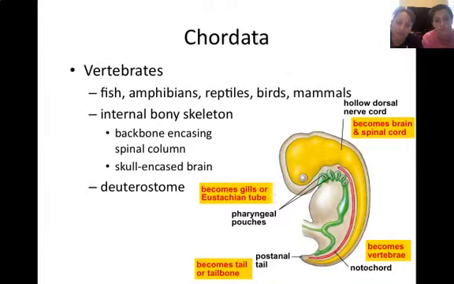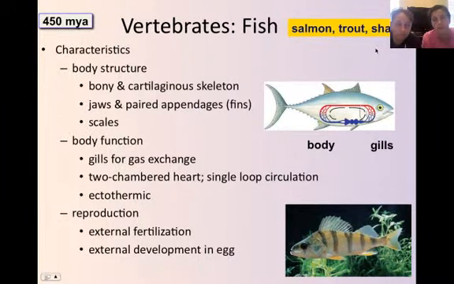Something that differentiates these from the invertebrates would be the internal bony skeleton. There is a backbone encasing a spinal column. That's very important to note. They also have a skull-encased brain. Their brain is inside of a protective skull. In this category, there's also a deuterostome. Remember that that's the hole of the organism that becomes the anus. The protostome is the hole that becomes the mouth. So it's just showing all of these things that have developed with the vertebrates, or the phylum Chordata.